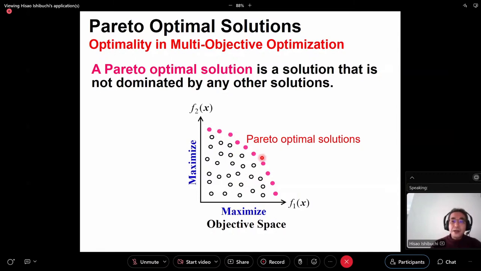Then, all pink points are Pareto optimal solutions because they are not dominated by any other solutions. And for other solutions, for example, this inside solution is dominated by this pink solution, and this solution is dominated by these two pink solutions. Inside solutions are dominated by many other solutions. This one is dominated by almost all solutions. So in this figure, pink solutions are not dominated by any other solution. Thus, pink solutions are Pareto optimal solutions. This is the concept of optimality in multi-objective optimization.